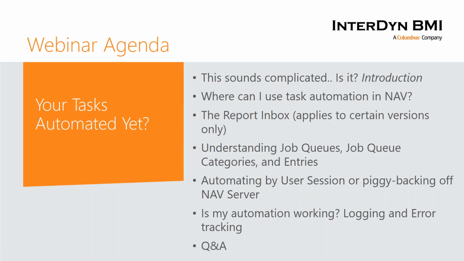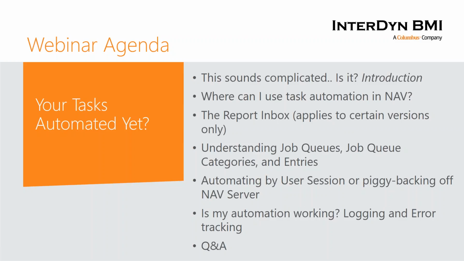So multiple people can piggyback off of the NAV server. And then finally, as with anything that we automate, we want to make sure we have some control over the situation. Is it working? Was the last automation run successful? Did it fail? What happened? So I'll show you how you can manage the error tracking, or the logging, as it were, in Dynamics NAV.